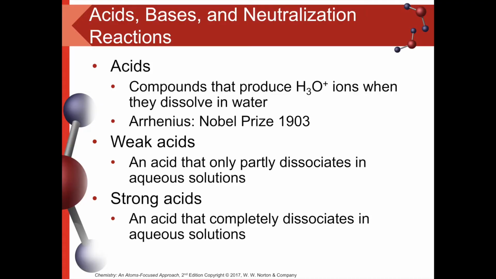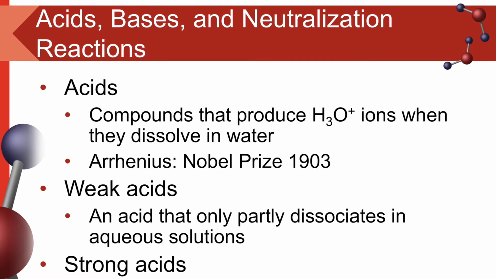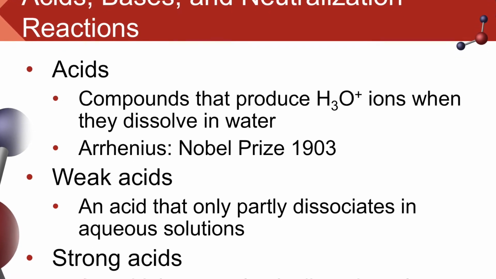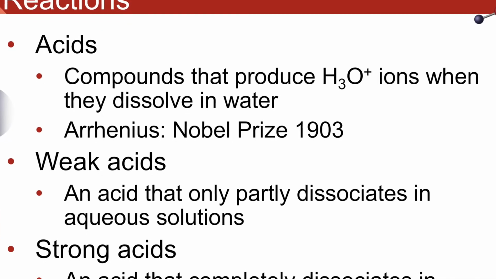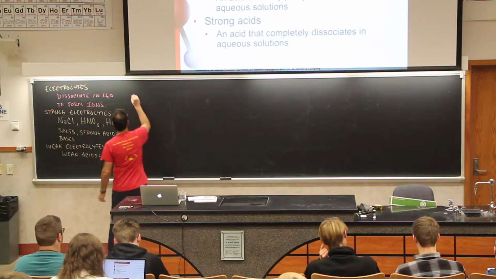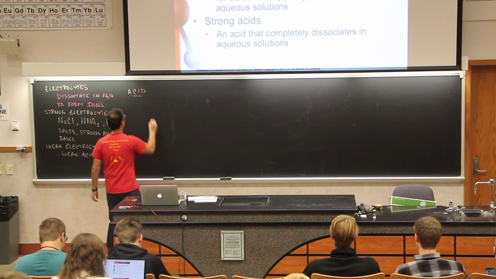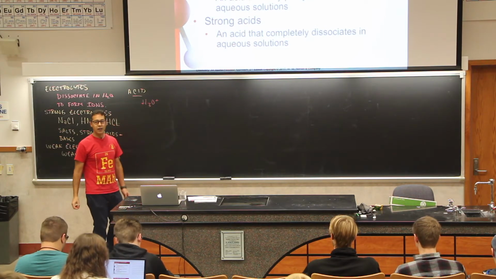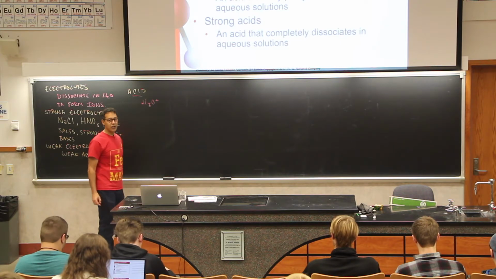Acids, what are acids? We've said that acids can form strong electrolytes and weak electrolytes. What are acids? Acids are compounds that produce these H3O+ ions. And so an acid is something that gives us this, H3O+. Now that looks like water, and it is water. Really it's just water with an extra hydrogen.